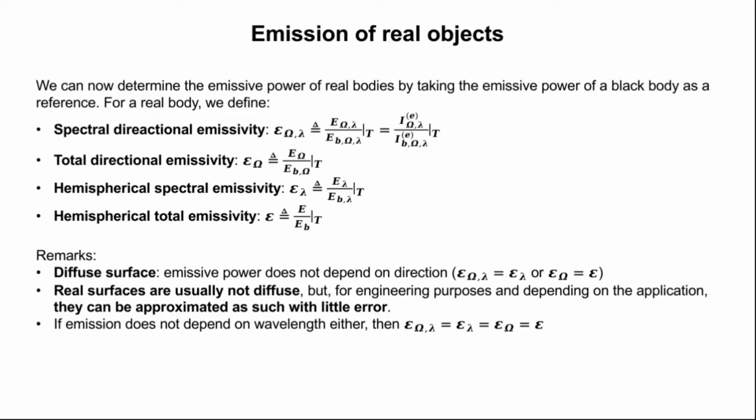Diffuse surfaces are surfaces the emissive power of which does not depend on direction. For such surfaces, the spectral directional emissivity is equal to the hemispherical spectral emissivity, and the total directional emissivity is equal to the hemispherical total emissivity. Real surfaces are usually not diffuse, but for engineering purposes and depending on the application, they can be approximated as such with little error. Moreover, if the emissive power of a surface does not depend on wavelength either, all the emissivities of that surface are equal.